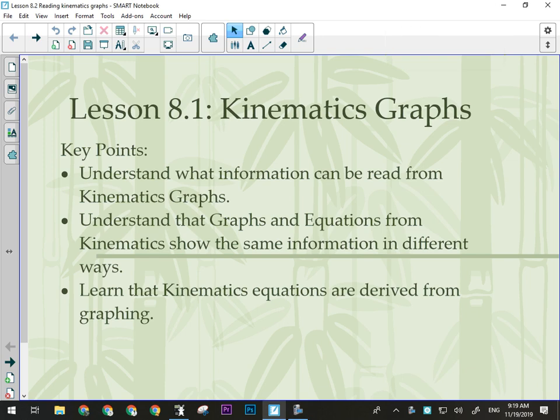So we're going to be talking about position versus time and velocity versus time graphs today. We're going to look at them from a couple of different perspectives: from the perspective of what I can interpret from this graph, and what I can calculate from this graph. Both of those skills are really important.